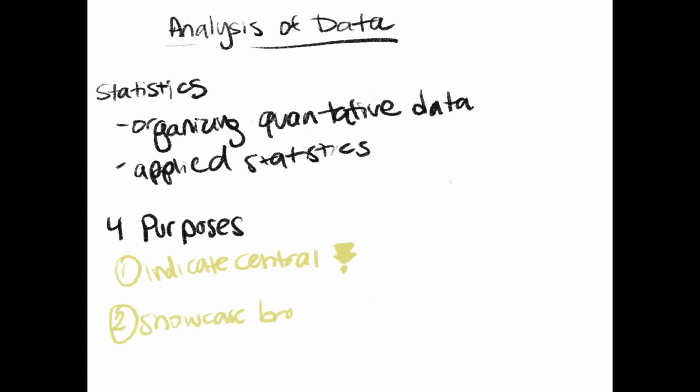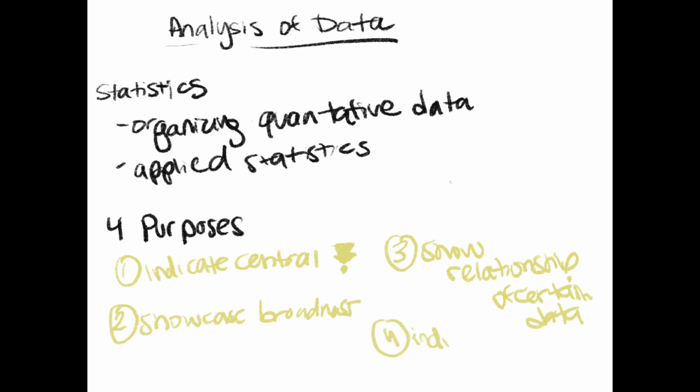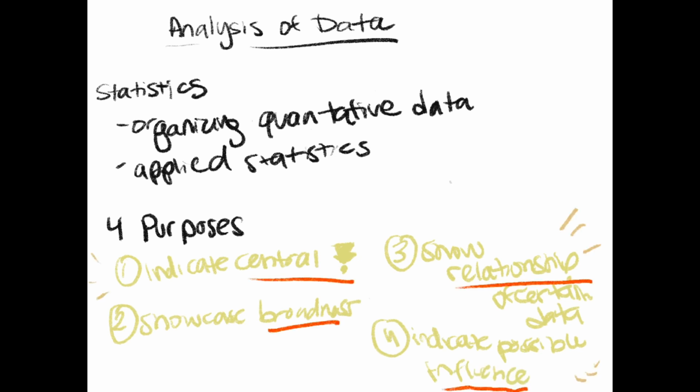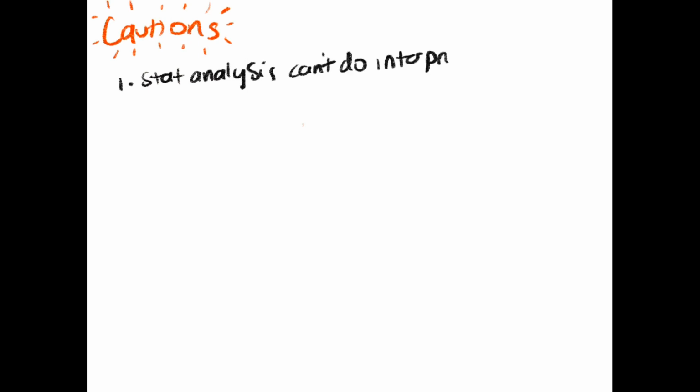It's indicating the central point of the data, showcasing the broadness of the data, showing the relationship of certain features of data, as well as indicating if there's any possibility of influence of other factors. So there are some cautions for statistics. Statistical analysis can't do the interpretation, and be careful what statistical technique you use, as it needs to be appropriate for the data that you are trying to cover.